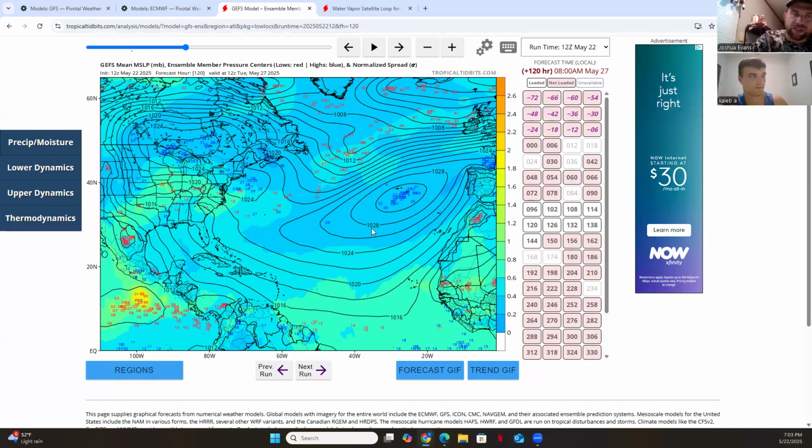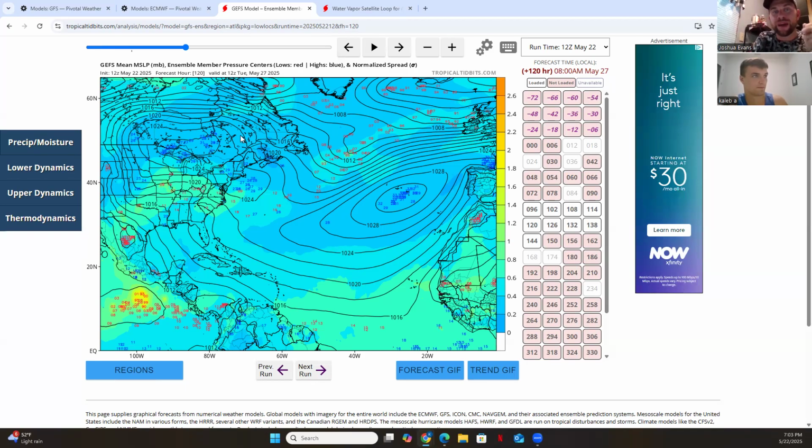Across the northeast of the United States, there's blue numbers everywhere. There's a lot of disagreement as to where that high pressure is going to be. There's red numbers all across the central United States. There's disagreement as to where the next mid-latitude cyclone will be.